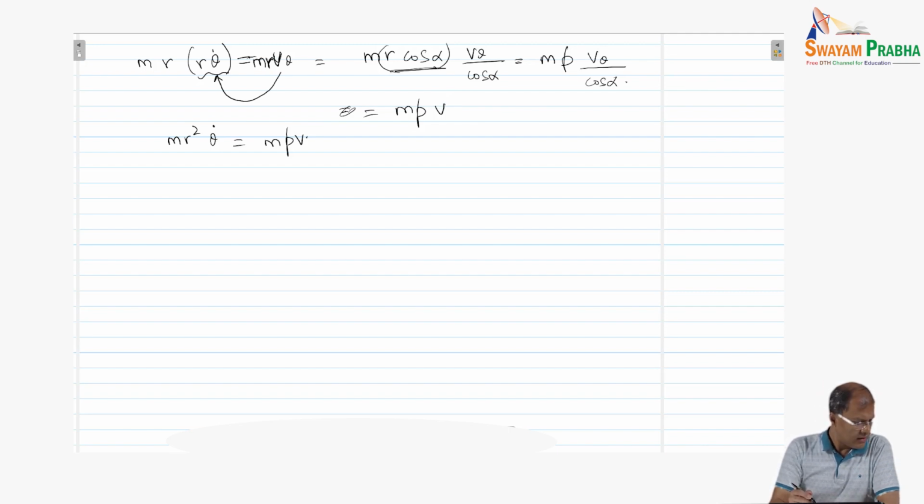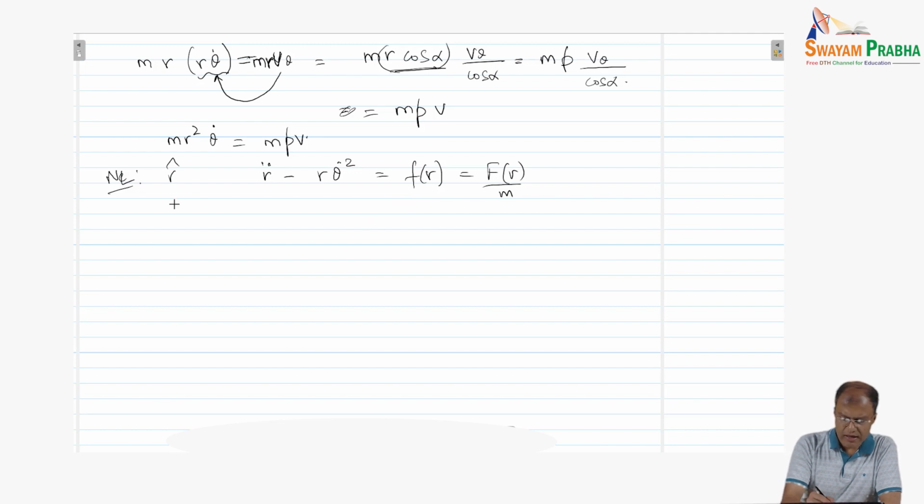Then again, let us go back to Newton's laws. In the r hat direction, the radial direction, what we find is r double dot minus r theta dot square is equal to Fr. Fr is nothing but the total force per unit mass, so this is the force density, right? And along the theta hat direction, we found the conservation of angular momentum. This is r square theta dot, which is the angular momentum L.